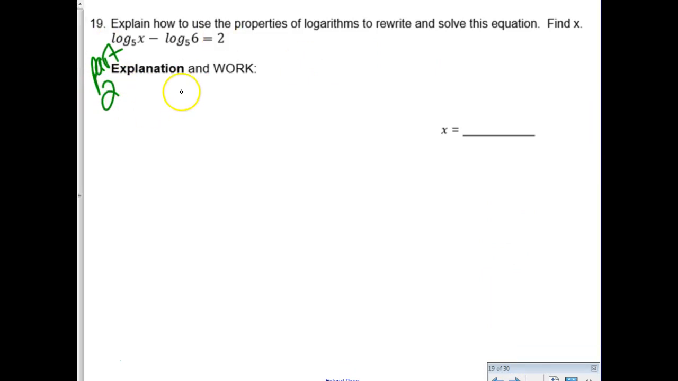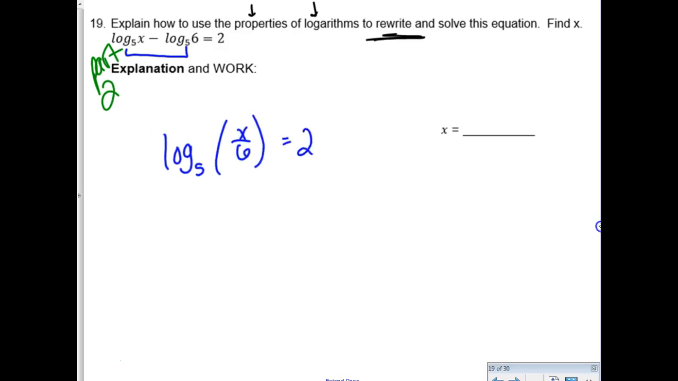This is another log equation. However, you have to use the properties of logarithms to rewrite it. So there's a big clue, right? You're going to need to condense these together. Log minus log becomes a division problem. So log base 5 of x over 6 equals 2. And now we're going to exponentiate again, this time with a base of 5. So the problem gets shoved up into the exponent position. 5 to the log base 5's cancel. And then 5 squared, of course, is 25, and then multiply both sides by 6, and you get 150.